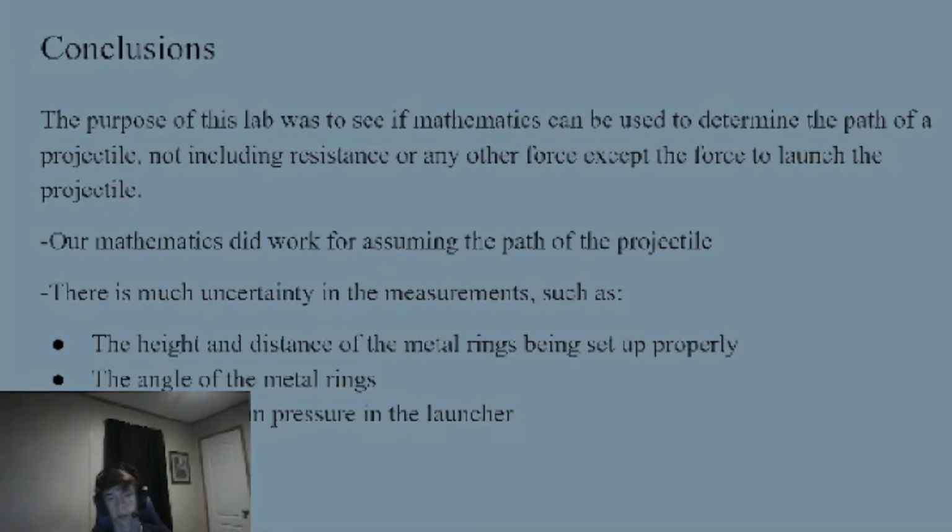The purpose of this lab was to see if mathematics can be used to determine the path of a projectile, not including resistance or any other force except the force to launch the projectile. Our mathematics did work for assuming the path of a projectile, although there is much uncertainty in the measurements, such as the height and distance of the metal rings being set up properly, the angle of the metal rings, and the difference in pressure in the launcher.